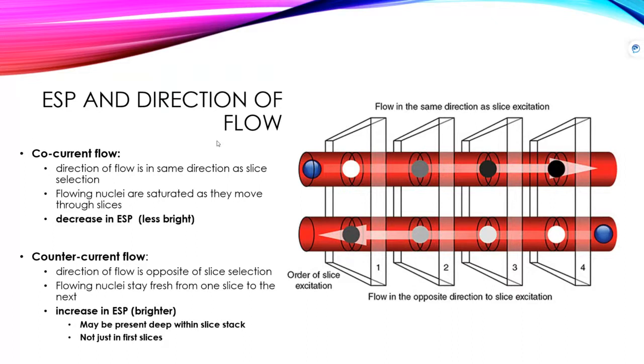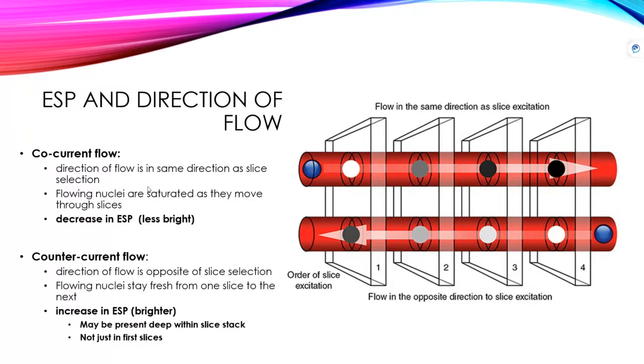Let's look at this slide to review direction of flow. Remember, in ESP, direction of flow is the most important factor. TR is important because the shorter the TR, the more likely we're going to saturate the spins out. Also velocity of flow and slice thickness. But direction of flow is the most important, and this is why.